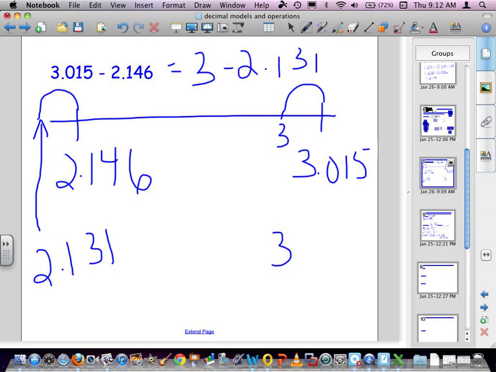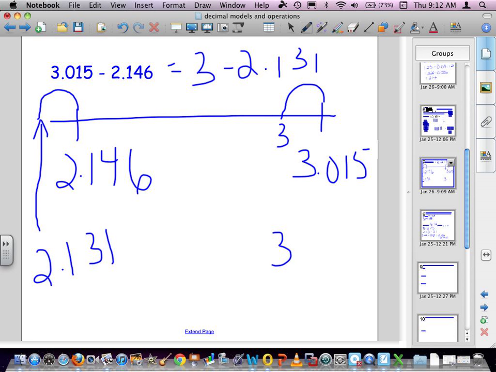How do I kind of get my difference? I had to move this back 15 thousandths to get to 3. So I had to move this back 15 thousandths. So if I subtract 15 thousandths, 4 minus 1 is 3, and 6 minus 5 is 1.